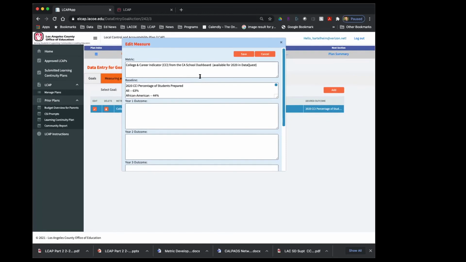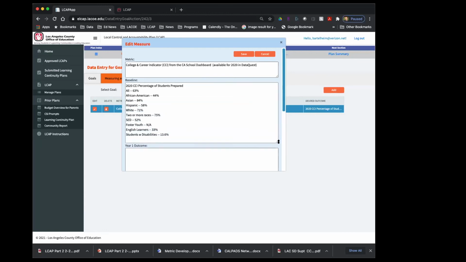So in this case, I chose as a metric one of the required metrics, which is the College and Career Indicator from the California School Dashboard. Now, interestingly, although the dashboard wasn't available, this metric was still available because it was the 11th graders who took the CAASPP last year, or 2019. So this metric is available. It's not on the dashboard, it's in DataQuest. And so when I went in, I actually added the percentage of students prepared.